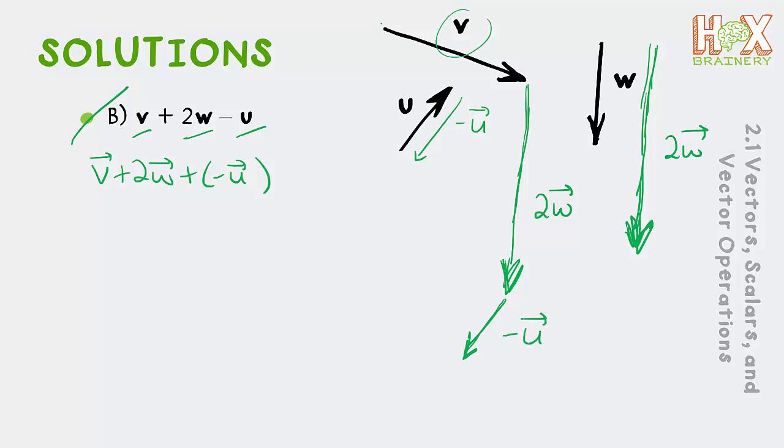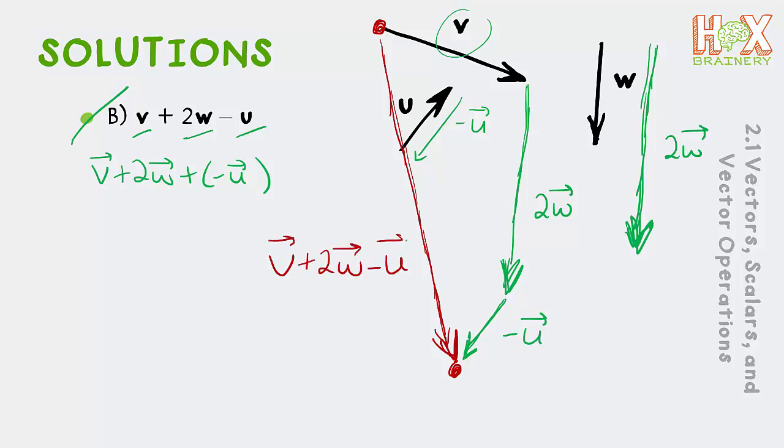Then we're going to connect, starting here at the initial point of v and extending to the terminal point of negative u. So this right here is the resultant vector. That is v plus 2w minus u.